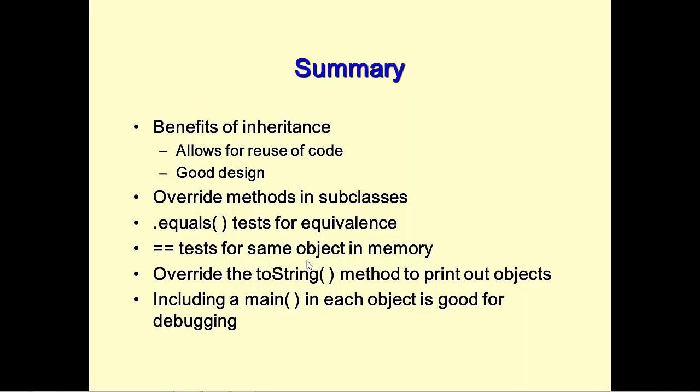Also realize that, believe it or not, all classes inherit from a class called object, and because that's the case, we inherit something called toString and inherit another method called equals that we can use to test for equivalence. Realize that double equals tests for the exact same object in memory, and that it's usually a good idea to override this toString, so if we ever try to print out a variable, it's going to print out something meaningful. Finally, as a debugging technique, you might want to include a main inside of each object that you create, just so you can test it out before you hand it off to some other programmer.